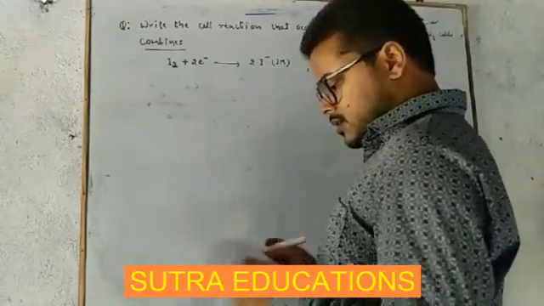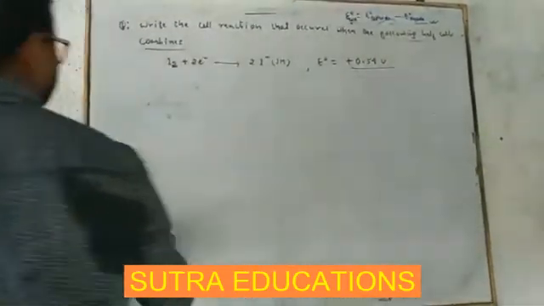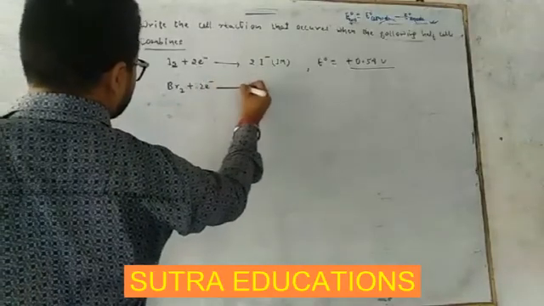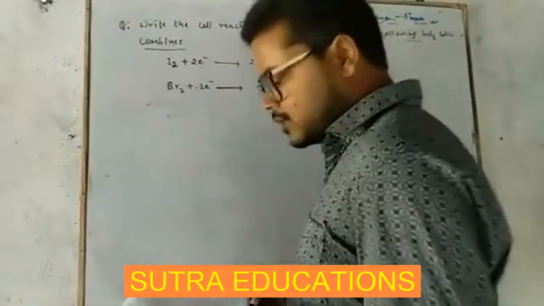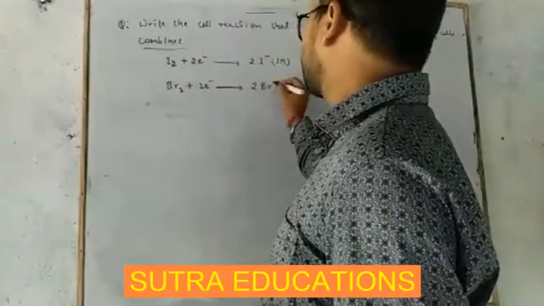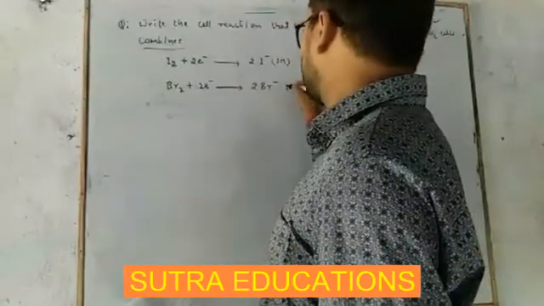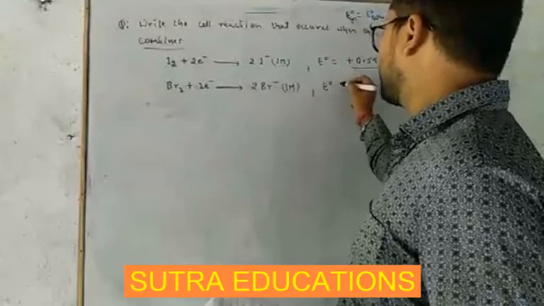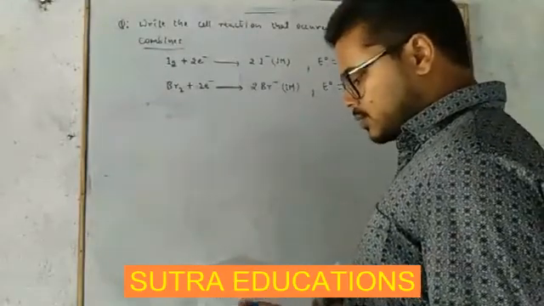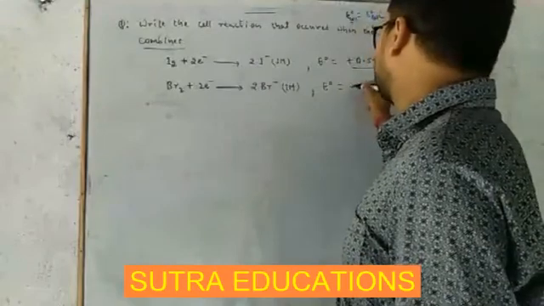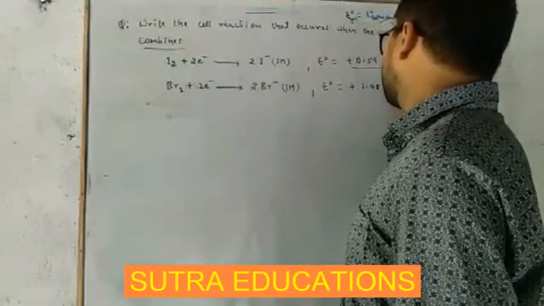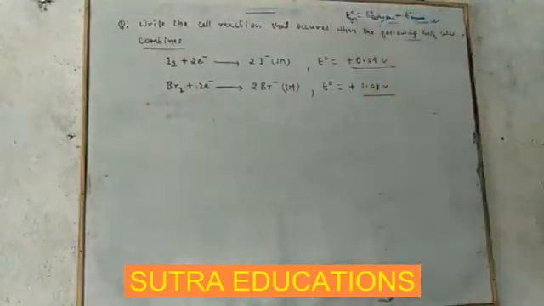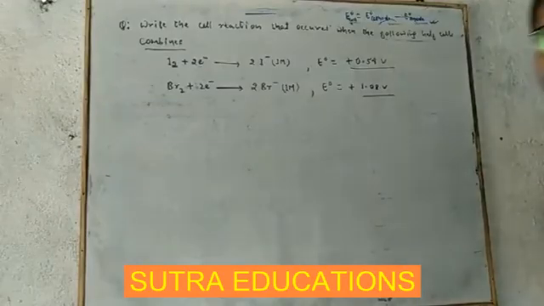Okay. Second half reaction is Br2 plus 2 electrons to 2Br minus. Its concentration is 1 molar, and its electrode potential is given. E naught is equal to plus 1.08 volt. Getting this? So write the cell reaction. We have to write the cell reaction.